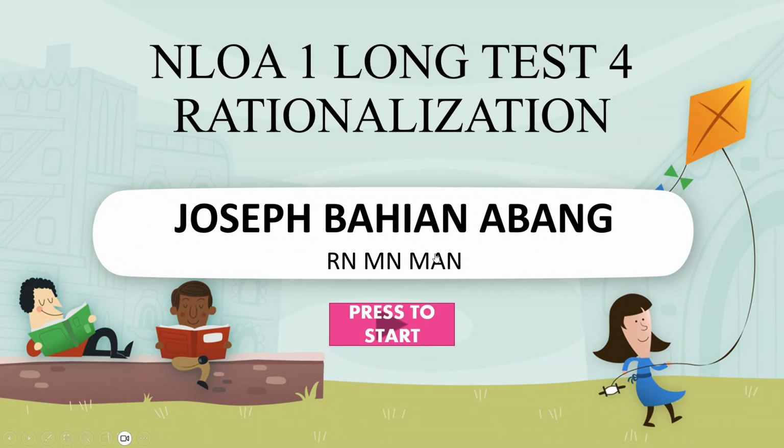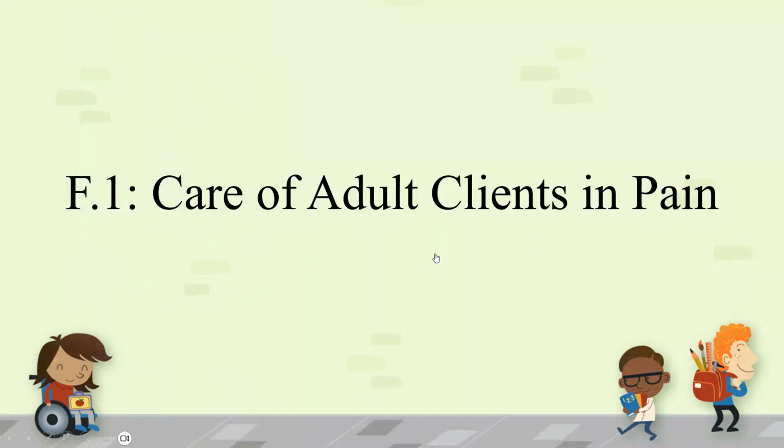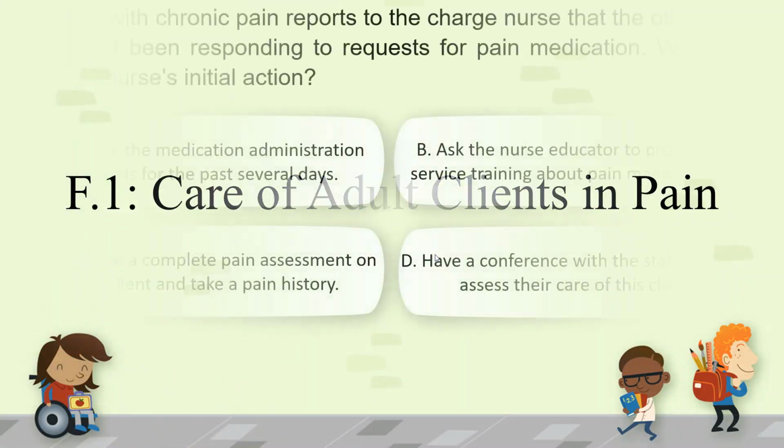I'm actually in charge of discussing 25 items, and of course, I'm talking about the first one, which is care of adults in clients, care of other clients in pain. Let's begin with the first 12 questions.